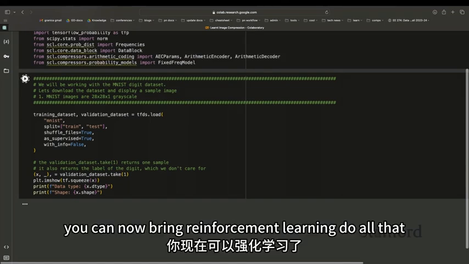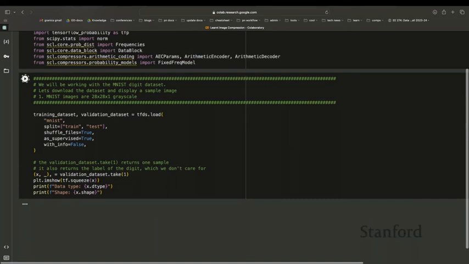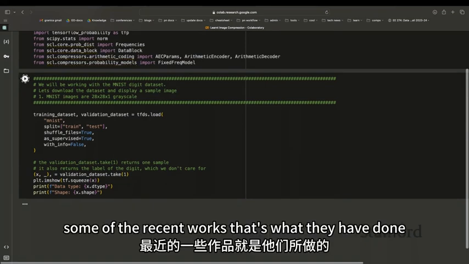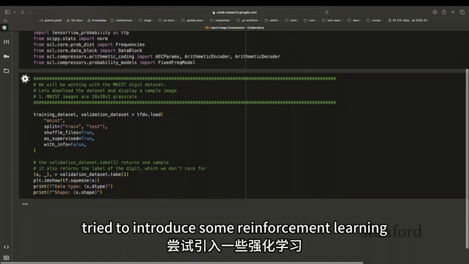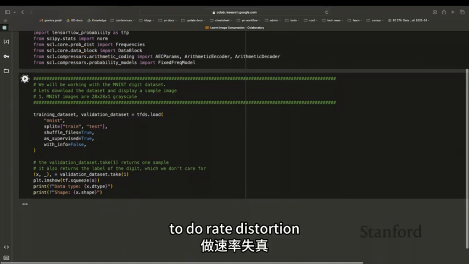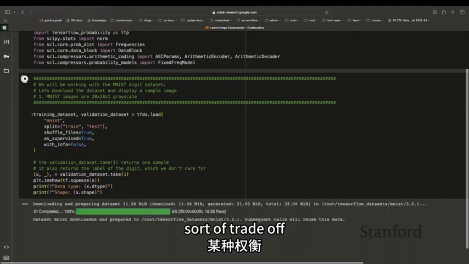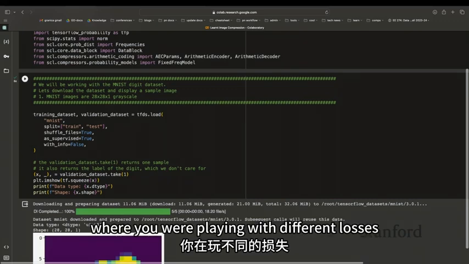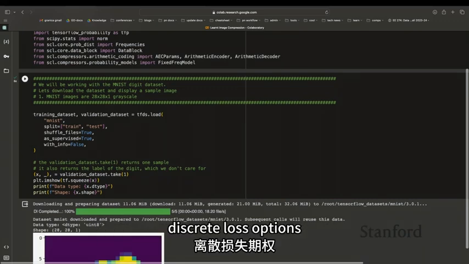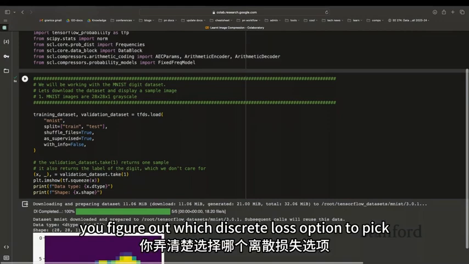Yeah, you can bring in reinforcement learning and do all that. Actually, some of the recent works have done that. They tried to introduce some reinforcement learning to do a rate-distortion trade-off. The idea was not to change the quantization, but roughly that: you were playing with different discrete loss options, and then you figure out which discrete loss option to pick.